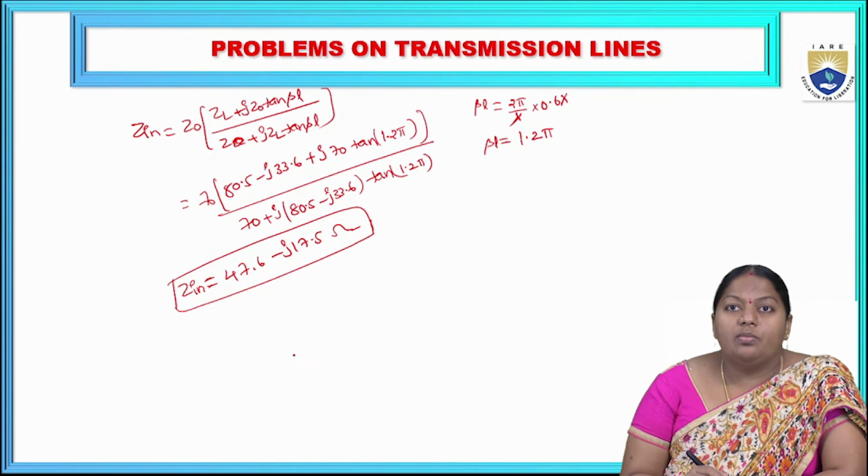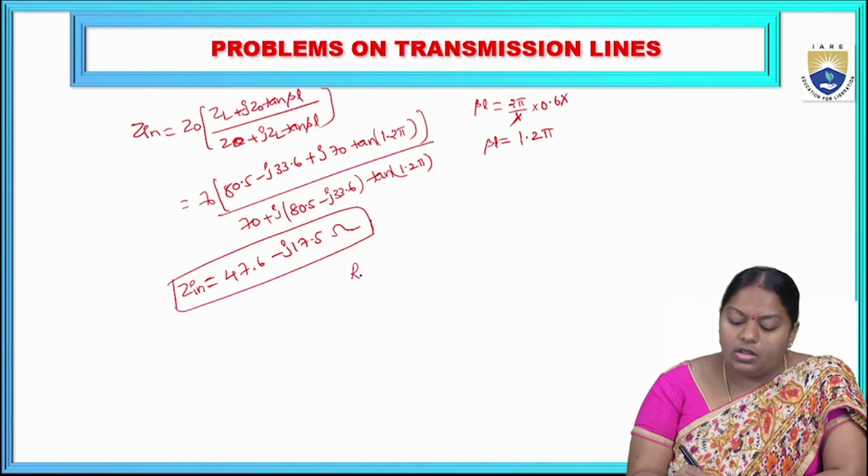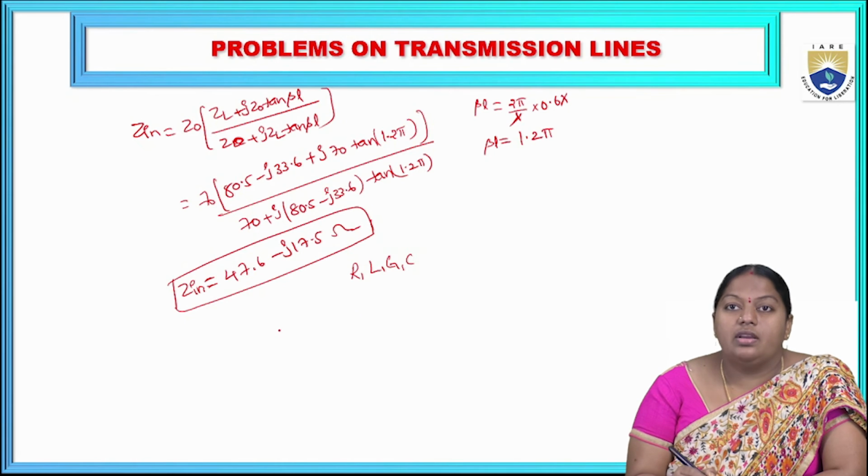So first, in the first problem, RLGC parameters are given. All the primary constants of a transmission line values are given.